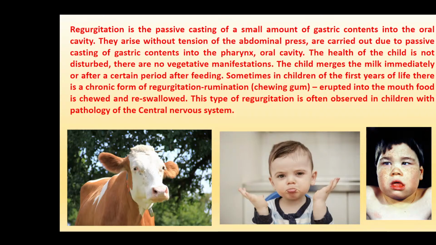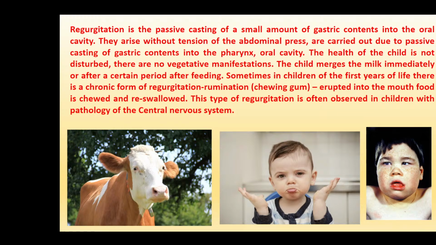Regurgitation is also present in children. Regurgitation is a patient casting a small amount of gastric contents into the oral cavity. The rise in tension in the abdominal press is carried out due to passive casting of gastric content into the pharynx and oral cavity. The health of the child is not disturbed.